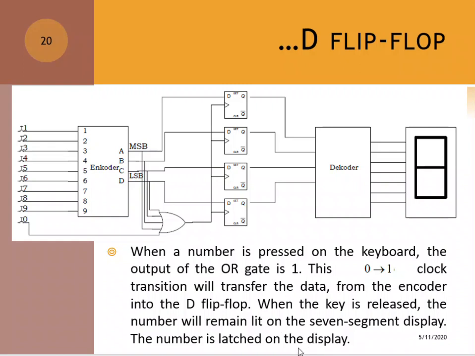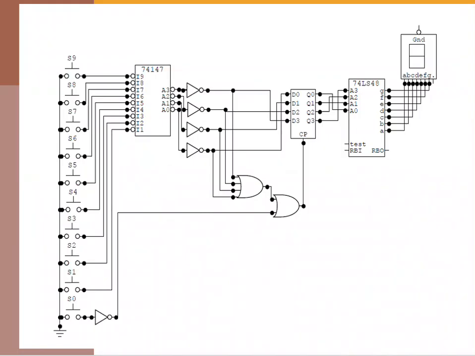The number is latched on the display. Okay, jadi tujuan menambah D flip-flop di sini ni supaya nombor tu akan kekal pada display. Bila you tekan calculator, bila you lepas tangan you daripada keypad tu, nombor yang you tekan tu akan tetap ada pada display calculator tu. Okay. So ni adalah dalaman dia. 74147 encoder akan pergi ke D flip-flop dan dia akan pergi ke decoder dan pergi ke display.